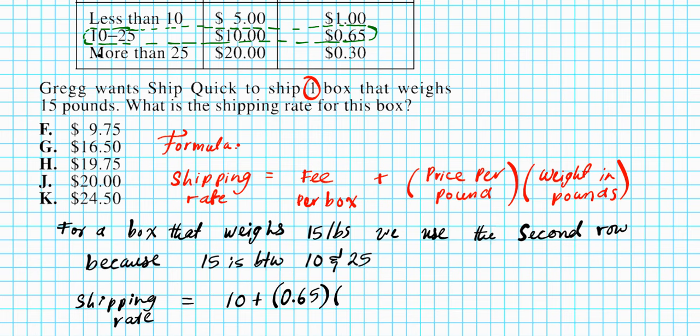Please be careful with that. We have to multiply by the weight of Greg's box, which is 15 pounds. Plug this into your calculator, you end up with $19.75. The answer is option letter H.